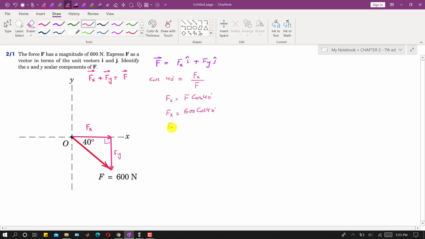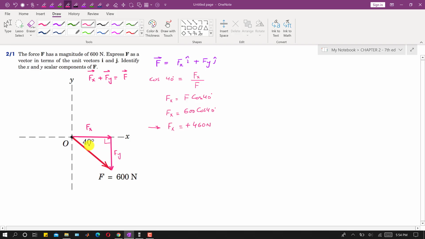So Fx is 460 newtons. And as we can see, this Fx is acting in the positive x direction, so we will write that this is positive.